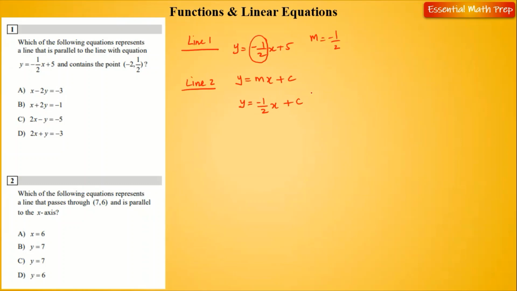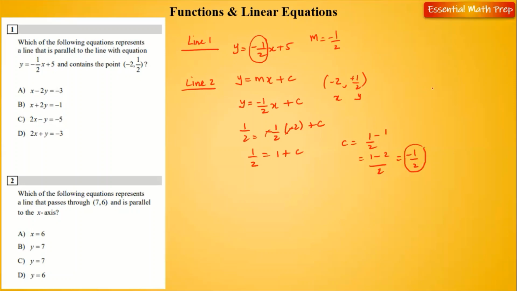Because we don't know that, but we know x and y, negative 2, half. Sorry, plus half. So this is x, this is y. So y equals 1/2 minus half times negative 2 plus c. As you could see, I repeatedly use brackets whenever I deal with negative values. So that's essentially 1 plus c equals 1/2. So c equals 1/2 minus 1, which is negative 1/2.